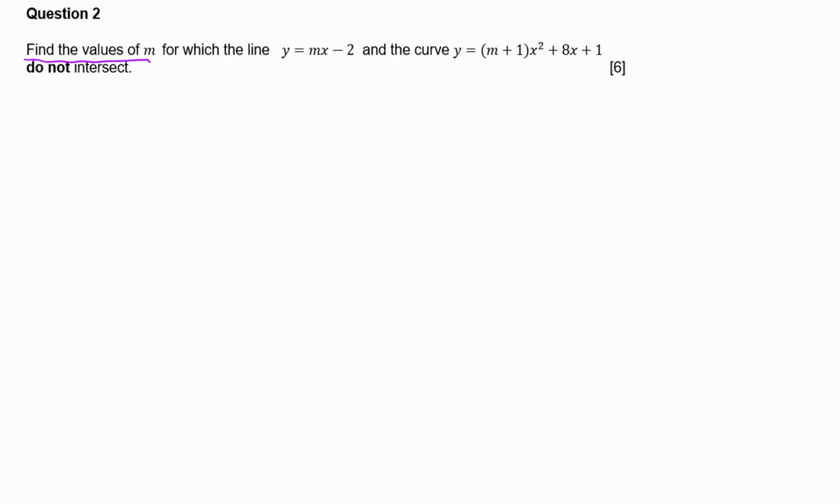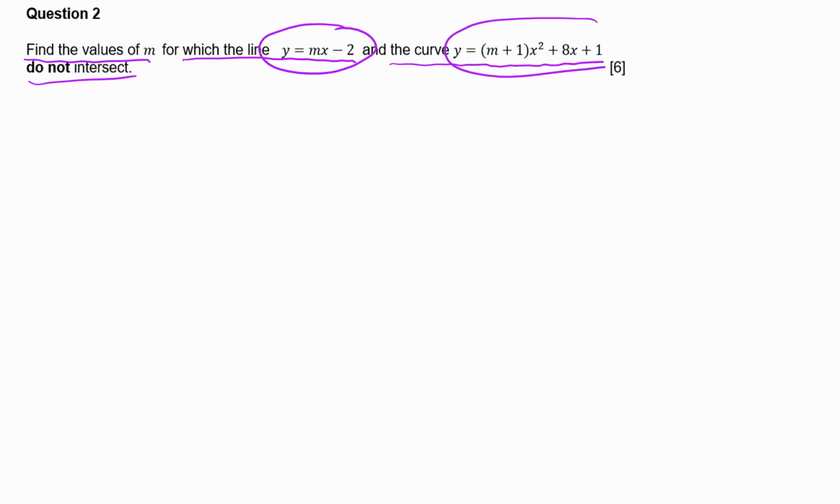Find the values of m for which the line y equals mx minus 2 and the curve y equals (m plus 1)x squared plus 8x plus 1 do not intersect. So the first thing is to solve these simultaneously. They both say y equals, so I can put the right-hand sides equal to each other.